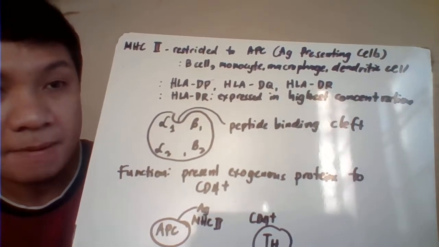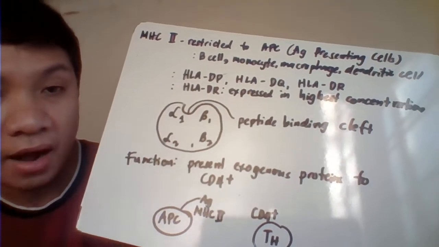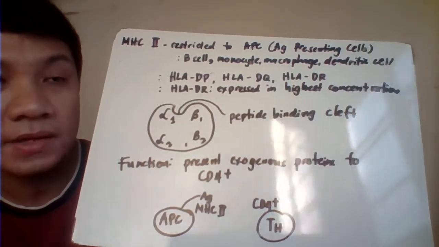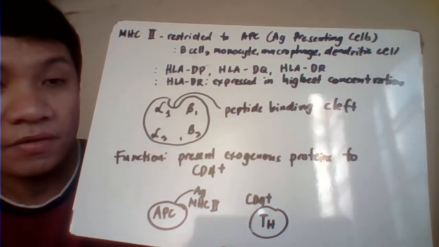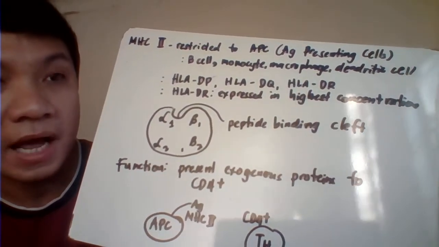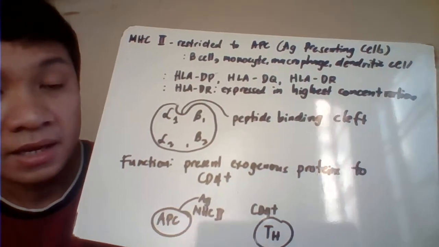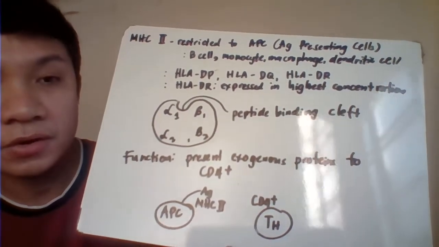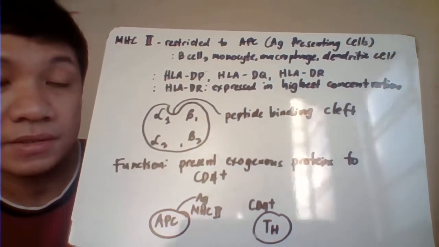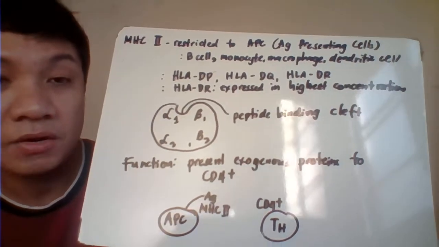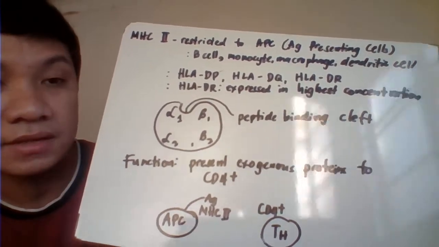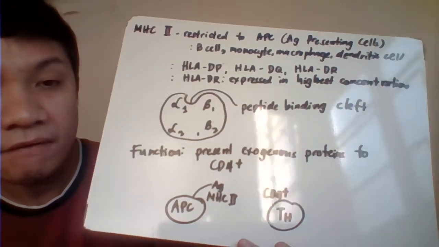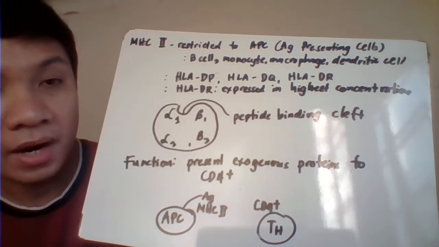We have here your DP, DQ, and your DR, of which our HLA-D usually constitutes half of the entire concentration of your MHC class 2. And then again, that one is very important. In order for you to have a successful blood transplantation, you need to have compatible HLA-DR, especially for the HLA-DR.